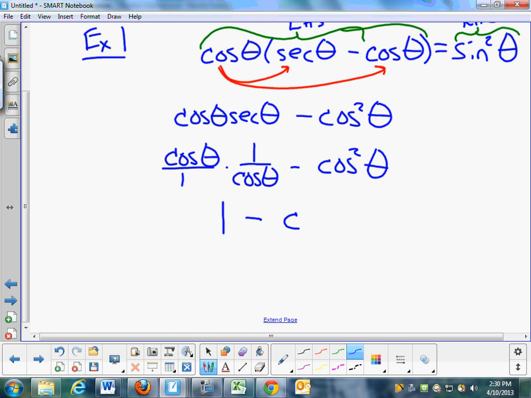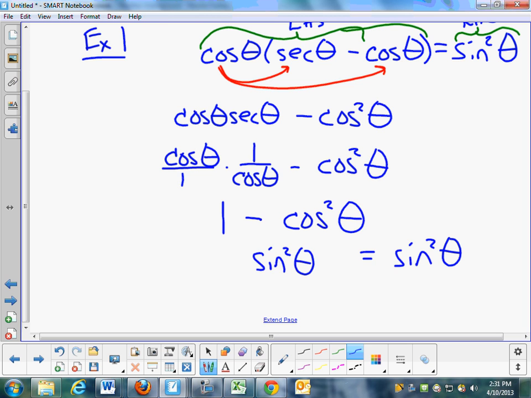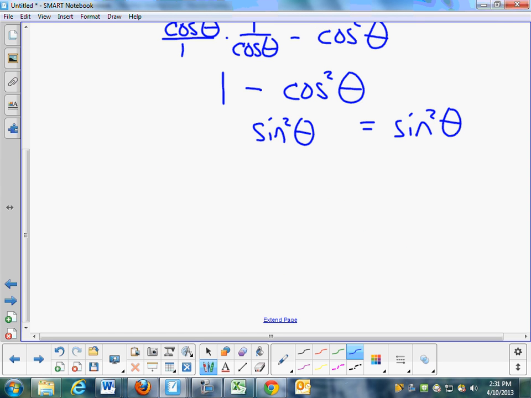I get 1 minus cosine squared, which is sine squared, which is equal to what I had on my right-hand side. There's all sorts of things you can write here to show that you're done. And so this is kind of your mark as a mathematician.